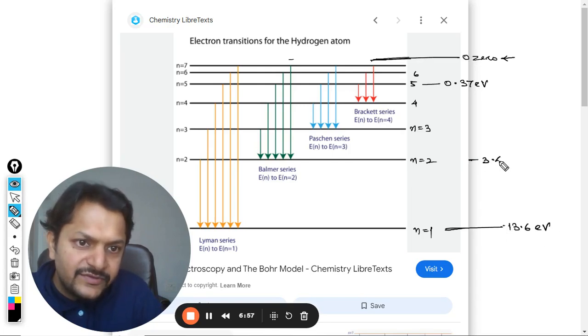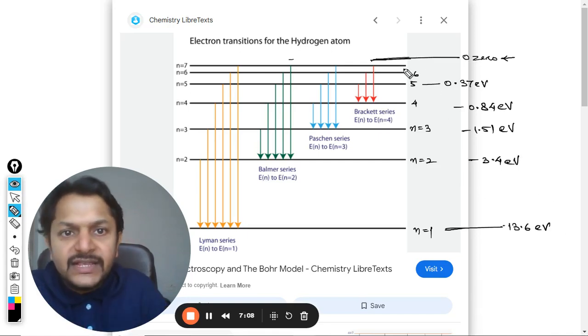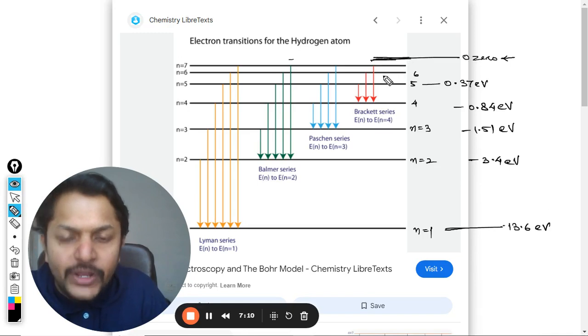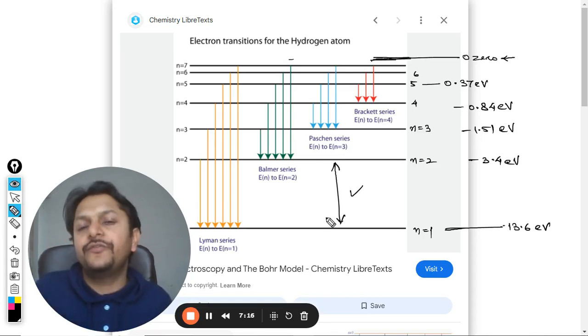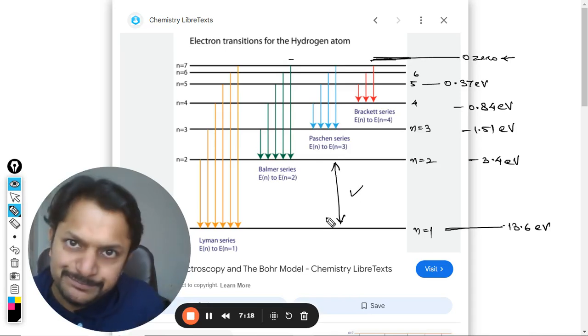This is negative 3.4, negative 1.51. This is negative 0.84 eV, like that. Clear? So this energy is becoming zero very soon. And now it is very clear that this gap is the longest of all. The biggest of all gaps is this.